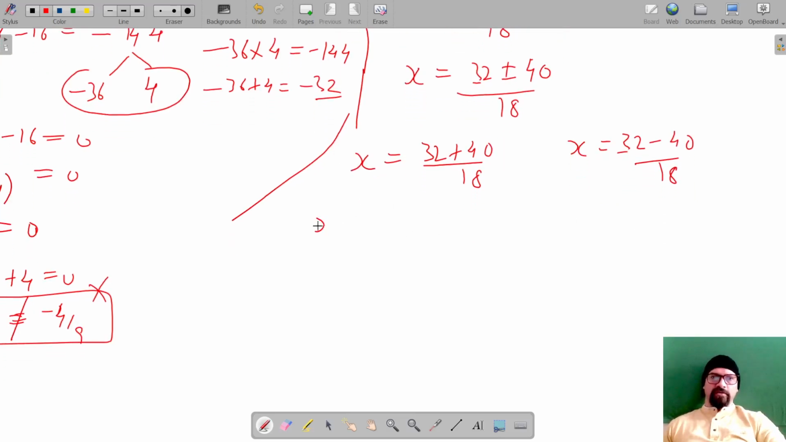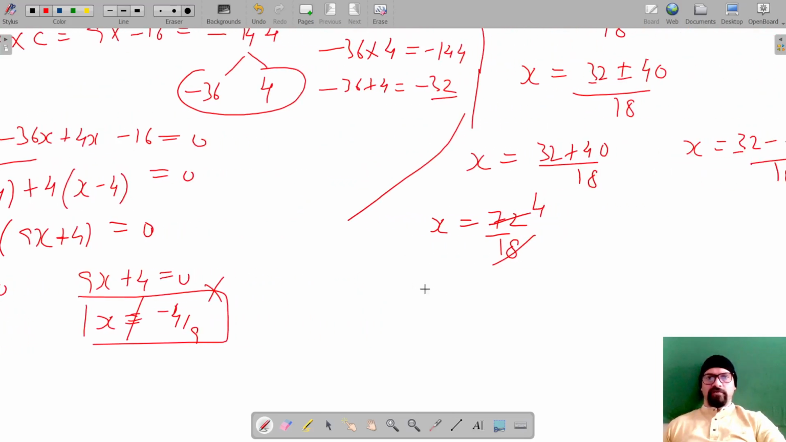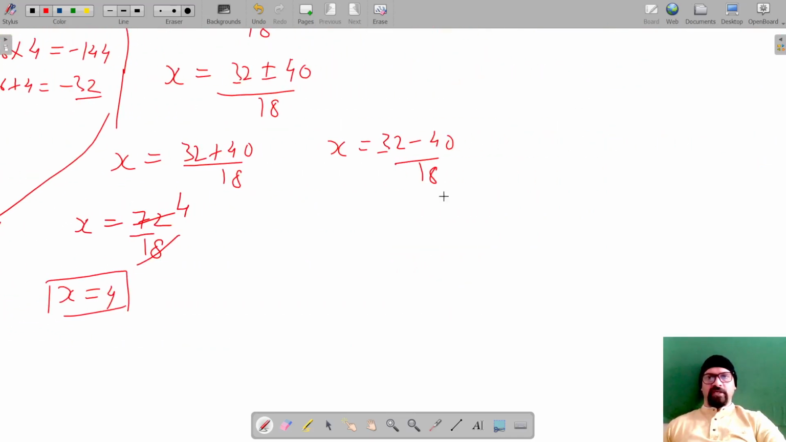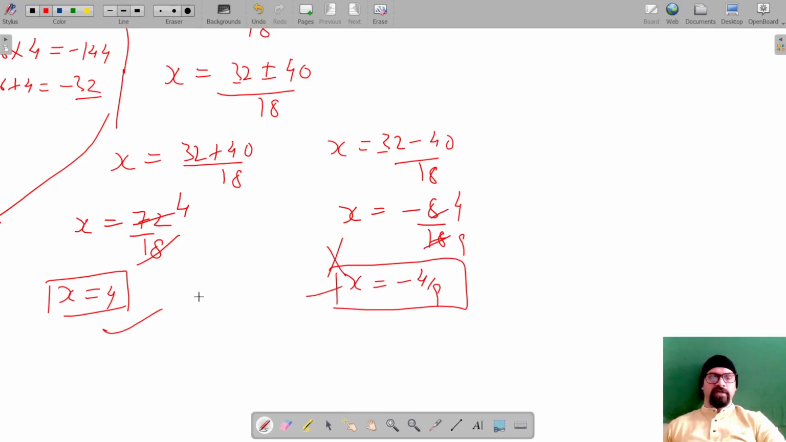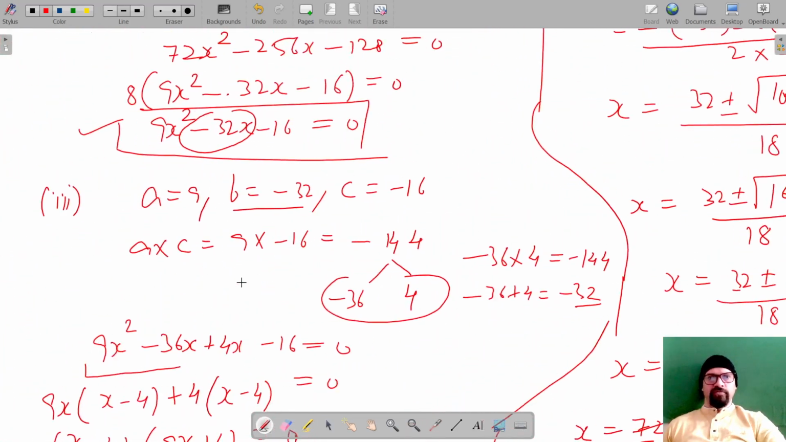Now 32 plus 40 is 72 by 18. So this is 18 fours are 72. So the value of x here is 4. And in this case, we are going to reject this because 32 minus 40 is minus 8 by 18. So this is minus 4 by 9, and this means the negative value, we are going to reject this. So our answer is x is equal to 4.